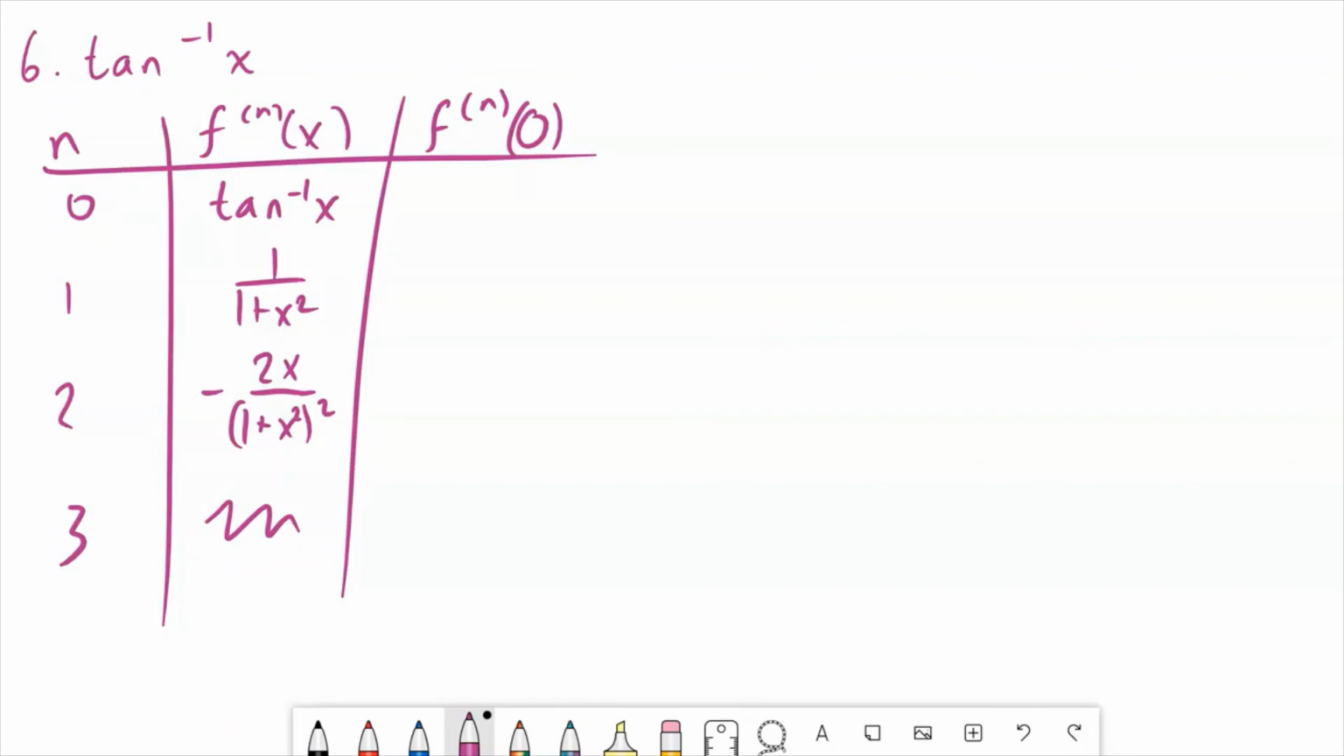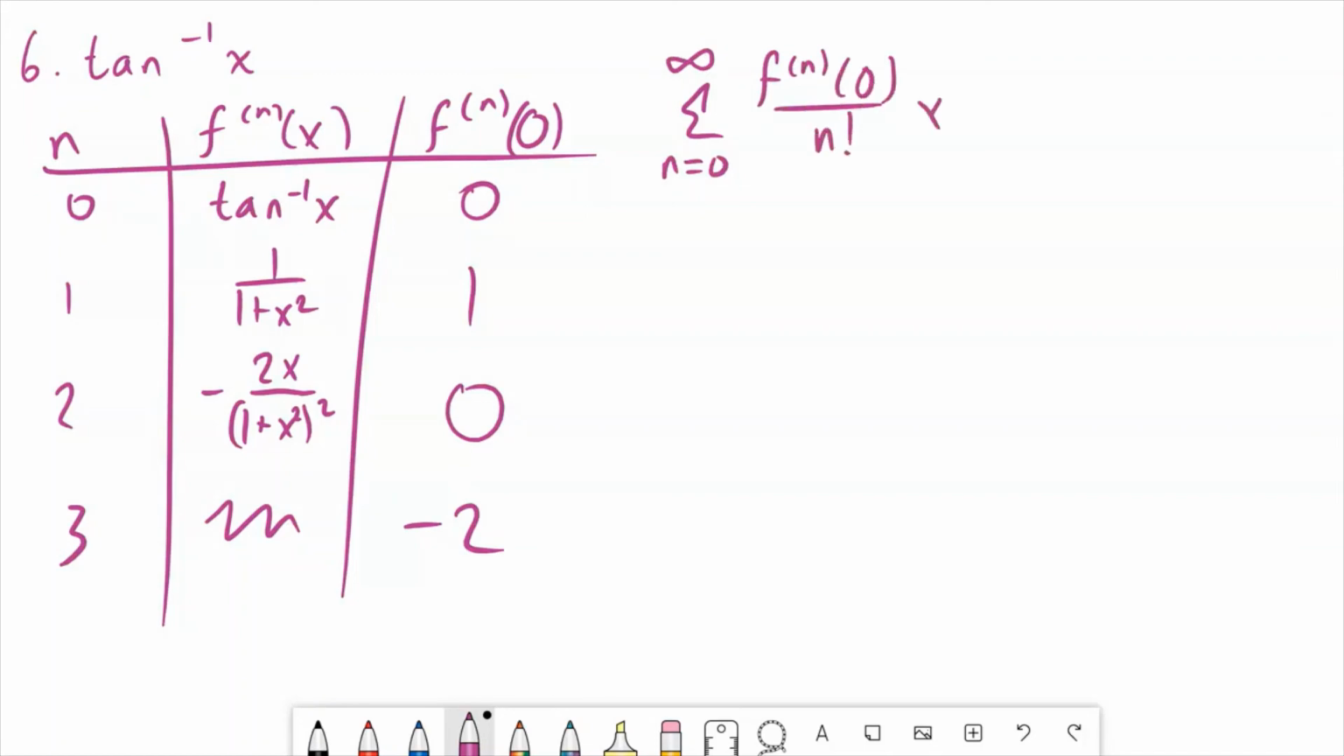But I'll just tell you these values are 0. This one is 1. This one is 0. And then this third term, where n equals 3, is actually negative 2, and then we would continue this down. But I'll just show you the pattern here. So now we just continue on, n equals 0 to infinity of this form, and then we continue. So what do we get?